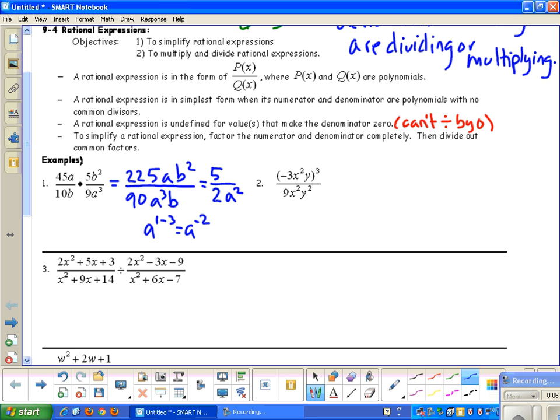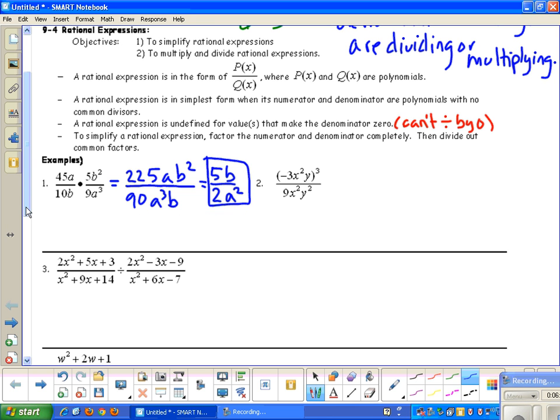And then same thing with the b's. We have b to the 2 minus 1, which gives me b to the first, so that stays in my numerator. And so this would be my simplified solution. So that's one way to do the problem. I'm going to erase this right here to show you the other way.